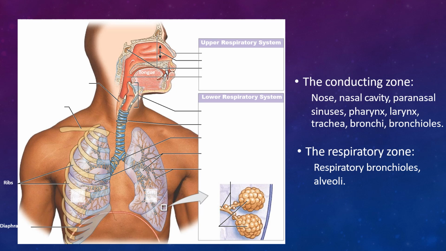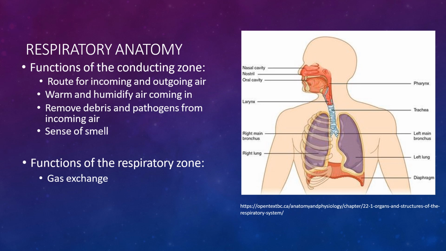You have a conducting zone, which involves the nose, nasal cavity, paranasal sinuses, pharynx, larynx, trachea, bronchi, and bronchioles. You have the respiratory zone, which has respiratory bronchioles and alveoli. So, the function of the conducting zone is a route for incoming and outgoing air. It warms and humidifies air coming in, removes debris and pathogens from the incoming air, and provides the sense of smell. And then you have the function of the respiratory zone, which is gas exchange.